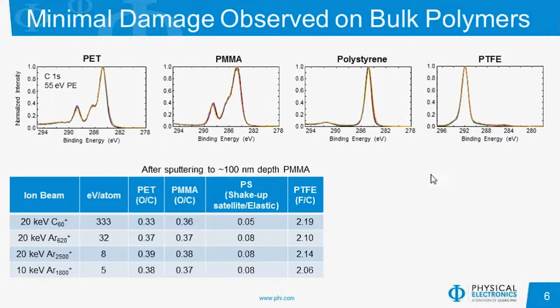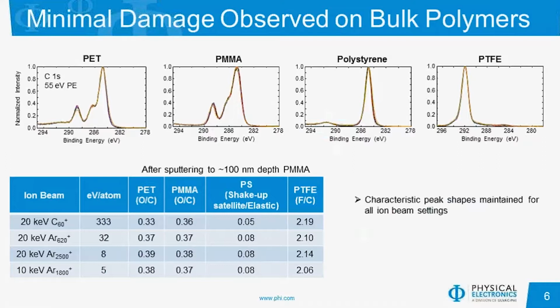We can assign a damage parameter, if you will, to each of these settings to look at how affected the polymers are based on the ion gun setting we chose. For the case of PET, I looked at the oxygen-carbon ratio. For PMMA, also the oxygen-carbon ratio. For the polystyrene, the ratio of the satellite peak to the main peak. And then for PTFE, the fluorine to carbon ratio.